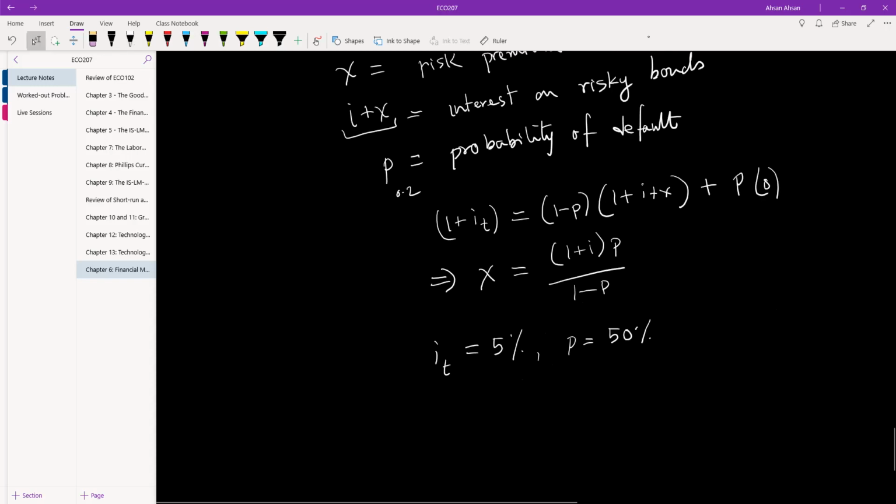So if you can buy a riskless bond with zero risk, they will pay you 5%. If you want to buy a bond where there is a 50% chance that it will not pay out, what is the risk premium that you are going to demand? That is going to be equal to, just plug it into this equation, 1.05 times P, which is 0.5.